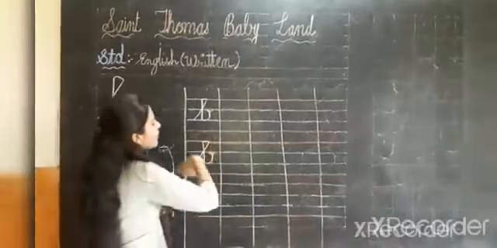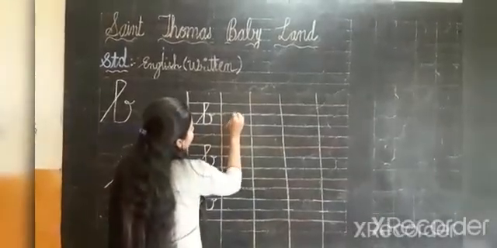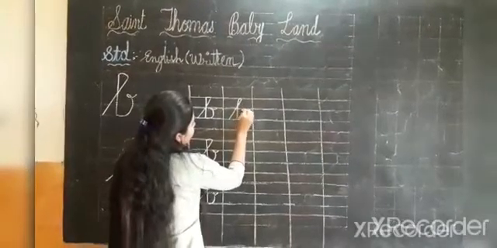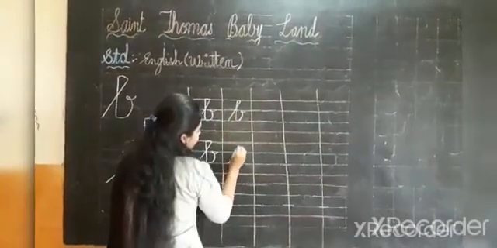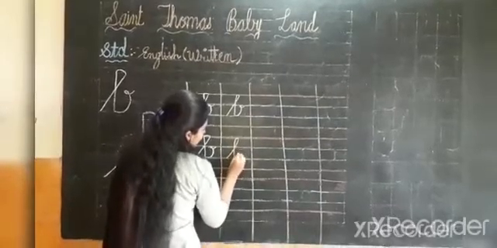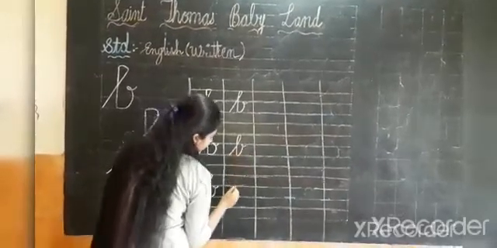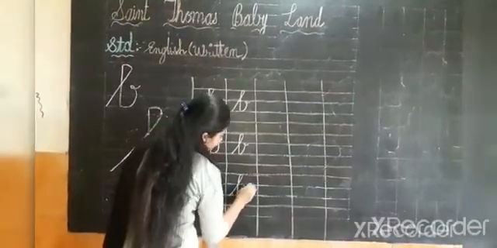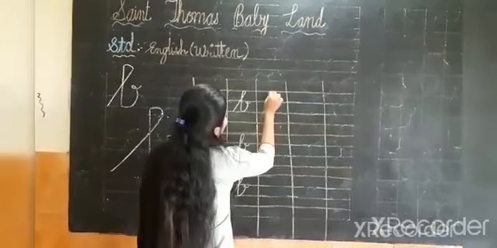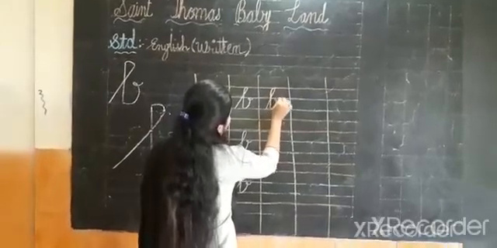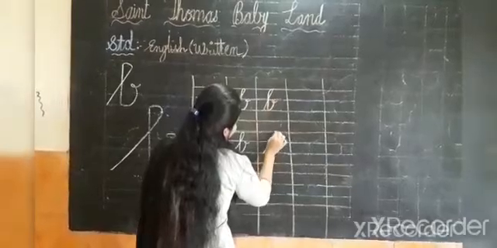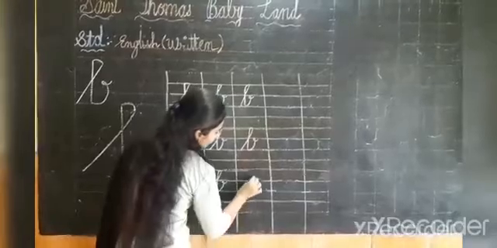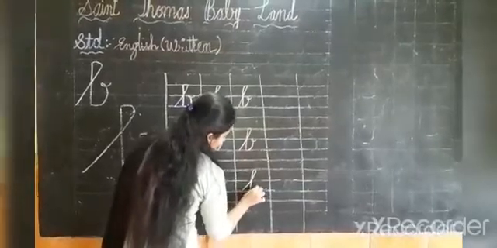Okay. Now I write here. See. What is this? B. B for ball. B for ball.